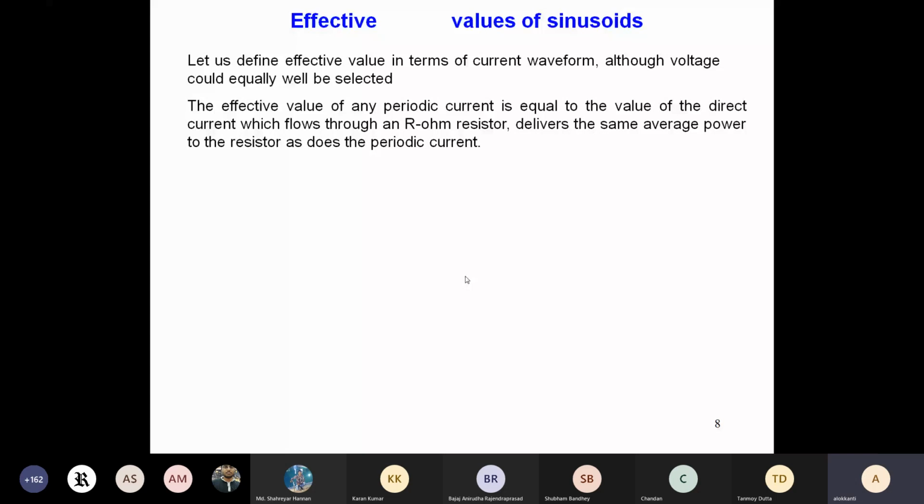So the effective value of a periodic current is equal to the value of the direct current which flows through an R ohm resistor and delivers the same average power to the resistor as does the periodic current. So if you pass a periodic current through a resistor, the amount of power that it gives should be equal to the power that will flow through it in case a direct current flows through it. So that is basically the effective value.